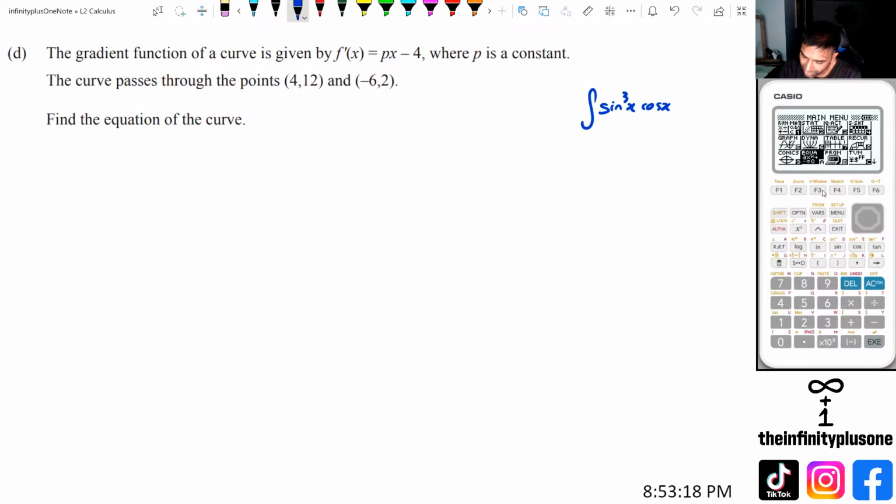Sorry, I'm just going to do this on the side. Yeah, reverse chain rule is what you would use, because then this would become sine 4x over 4. That's one way of doing it. A couple of ways of doing it.